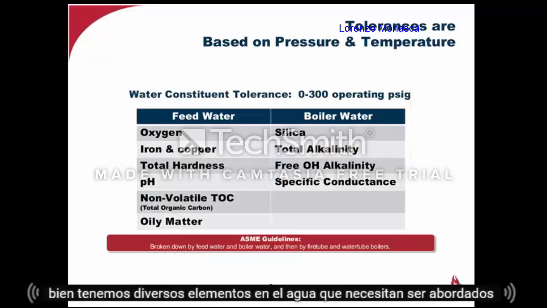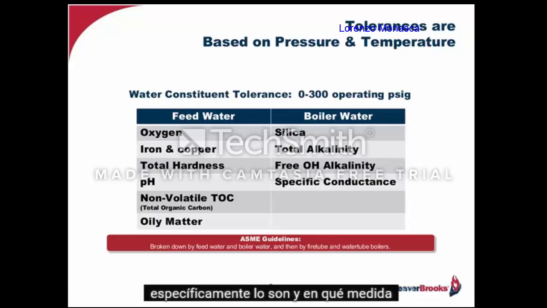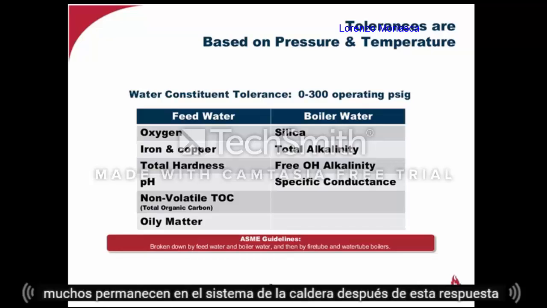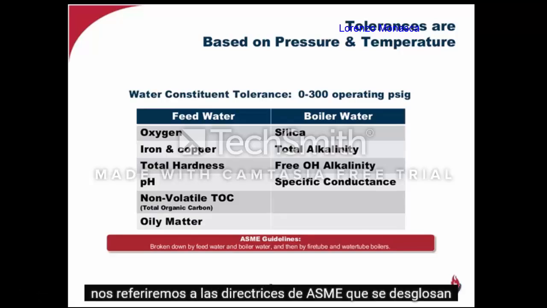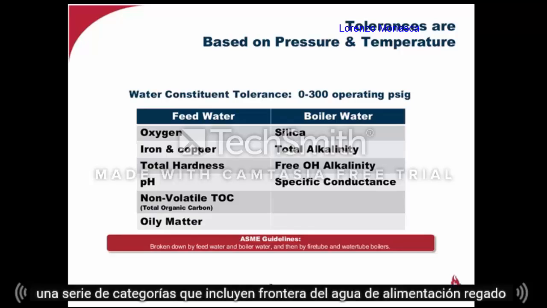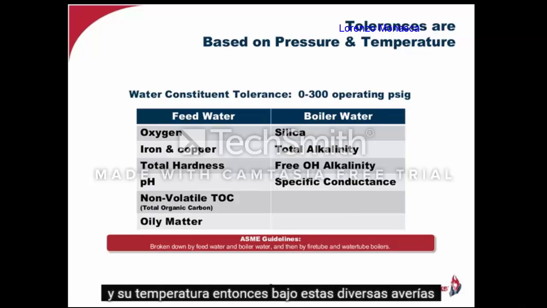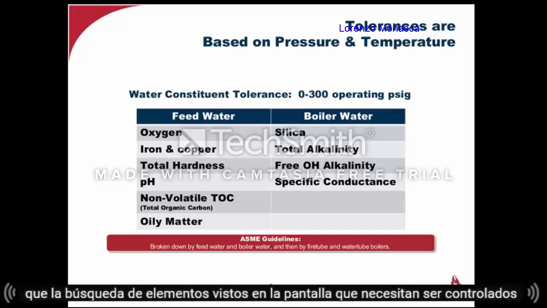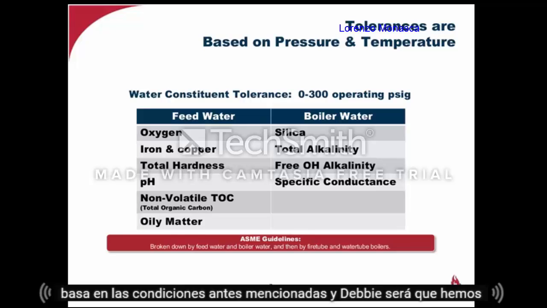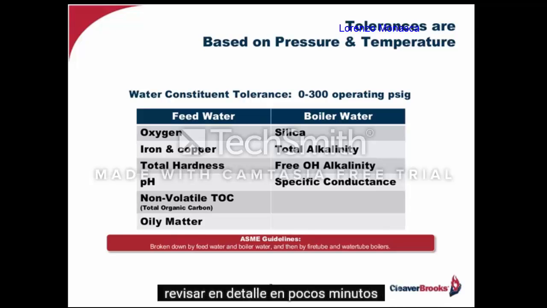The question now is, okay, we have various elements in the water which need to be addressed. What specifically are they, and to what extent may they remain in the boiler system? Now, for this answer, we will be referring to the ASME guidelines, which are broken down according to a number of categories, including feed water, boiler water, fire tube and water tube boilers, and then finally the operating pressure and its temperature. Then, under these various breakdowns, you find the elements seen on the screen which need to be controlled based on the aforementioned conditions. And Debbie will be reviewing these in detail in a few minutes.